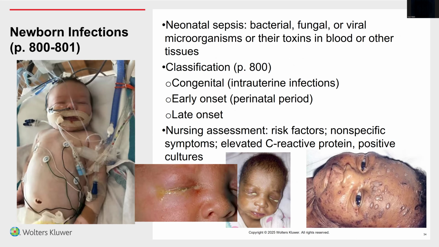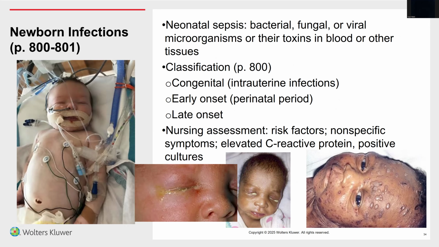Neonatal sepsis includes any bacterial, fungal, or viral microorganism or their toxins in the blood or other tissues. Early onset neonatal infections are acquired by vertical transmission from mom to baby shortly before or during the birthing period. So that would include transplacental infections, ascending infection from the cervix, or transmission during the birth process due to overcolonization of the birthing parent's genital urinary tract and birth canal.